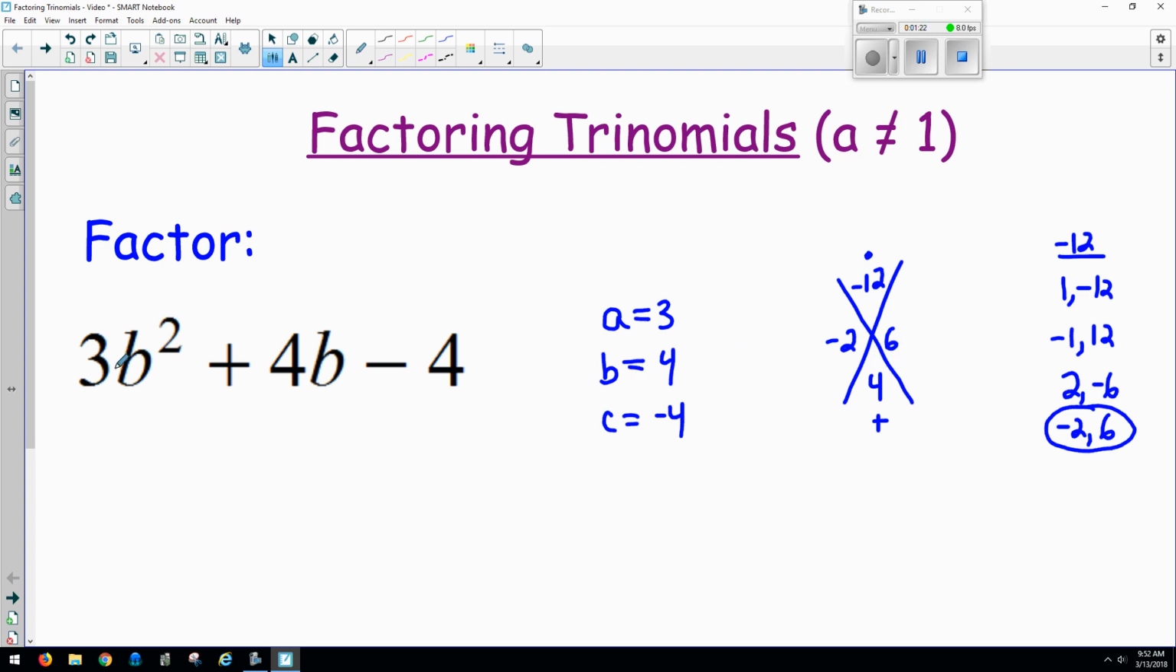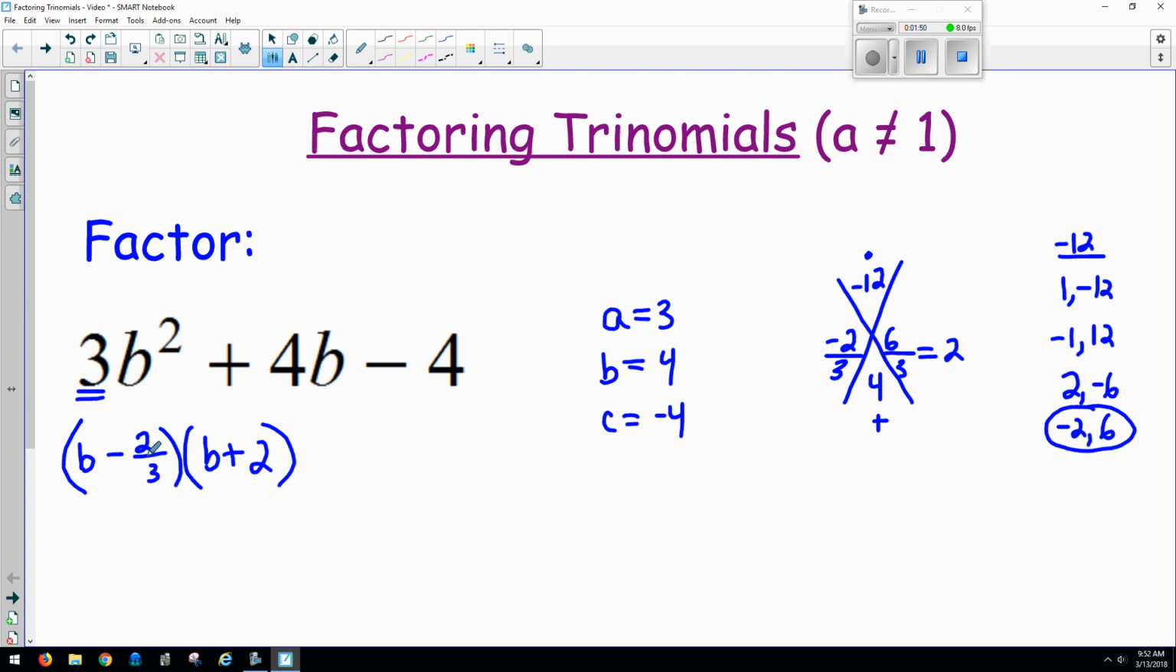And the extra step is going to be to take the coefficient of b squared. So I'm going to take whatever our a value is and divide both numbers by that, and reduce anything if I can. So I can reduce this. 6 divided by 3 is 2. And now I'm going to put them in the parentheses. So I have b minus 2/3 and b plus 2.